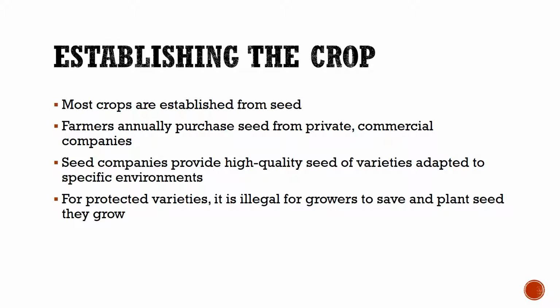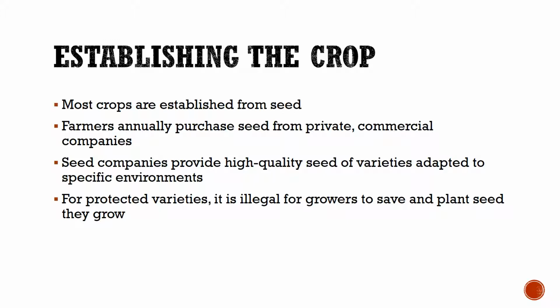For example, around here, we always buy seed for the summertime. If we're growing corn or soybeans, we want seed that's drought resistant, so it's going to be able to withstand long periods of time without water. That's really important.